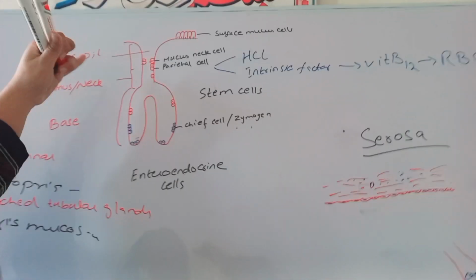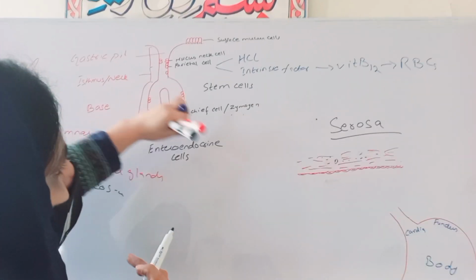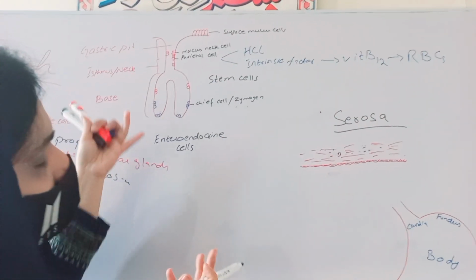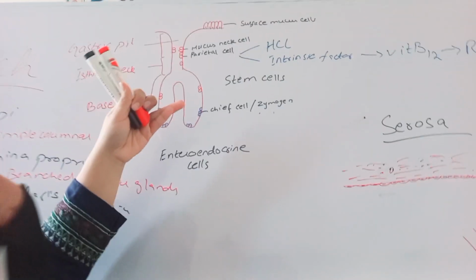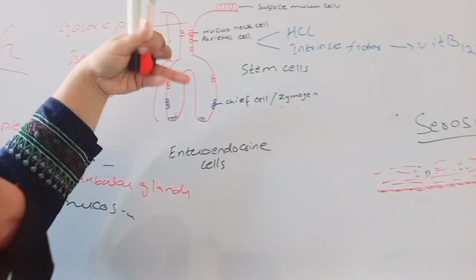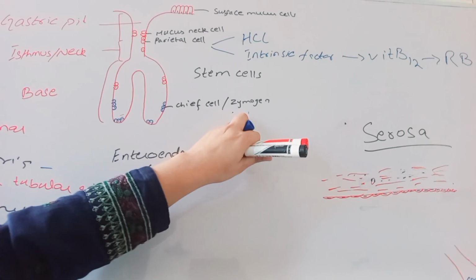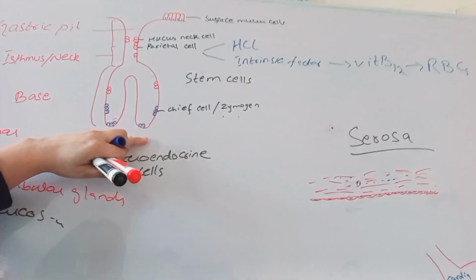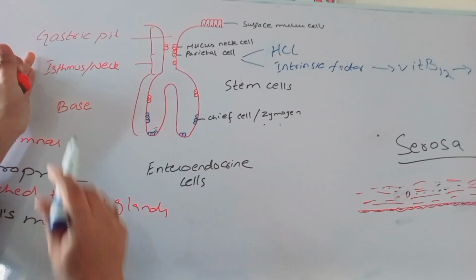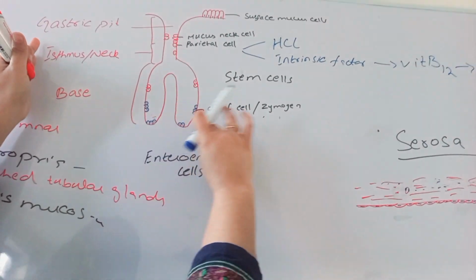Next cells that we find in the gastric glands are the stem cells, which are very important because they are undifferentiated totipotent cells that will form other cells. Next cells are the chief cells or the zymogen cells. These are present in the base of the gastric gland. This one is the base of the gastric gland.